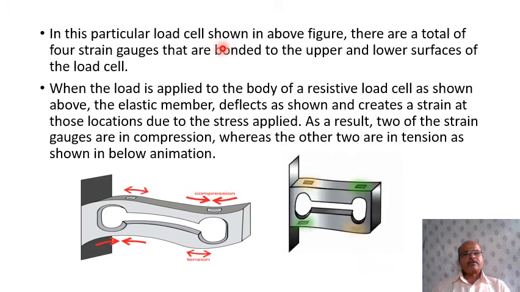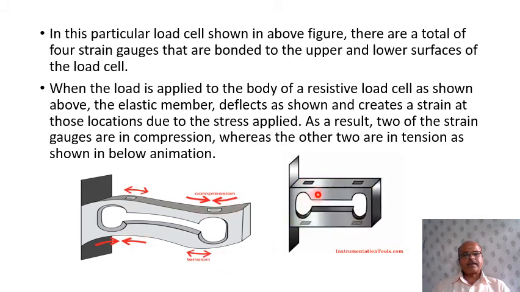In this particular load cell shown in the above figure, there are a total of 4 strain gauges that are bonded to the upper and lower surface of the load cell. So there are 4 strain gauges here: 1, 2, 3, 4, as shown in this figure animation.